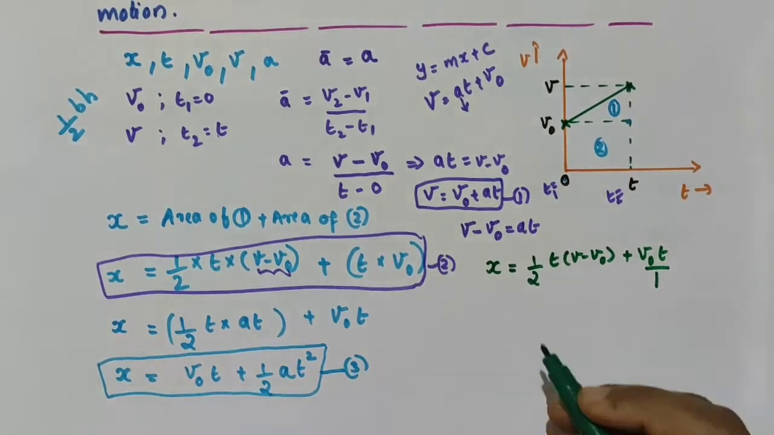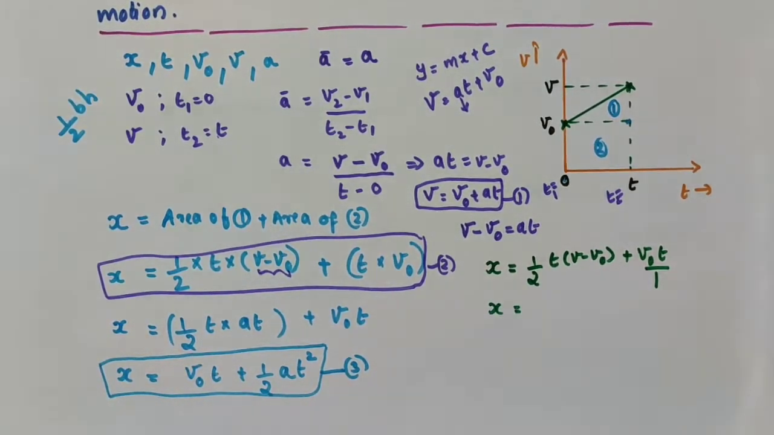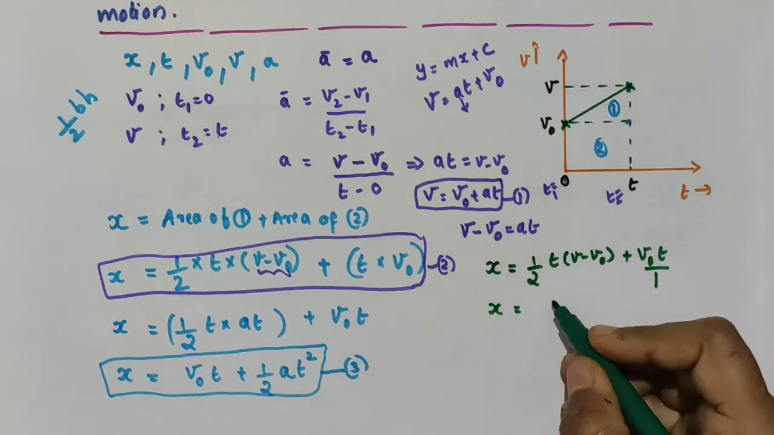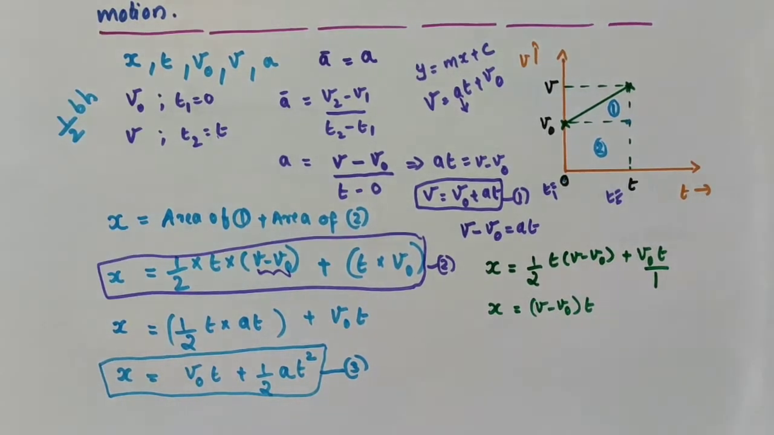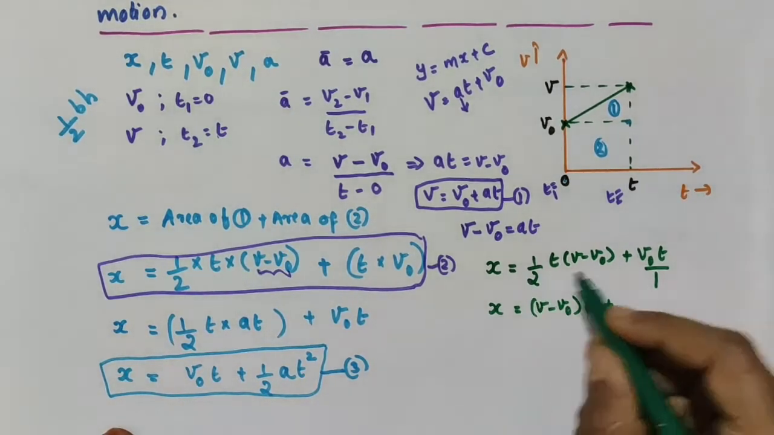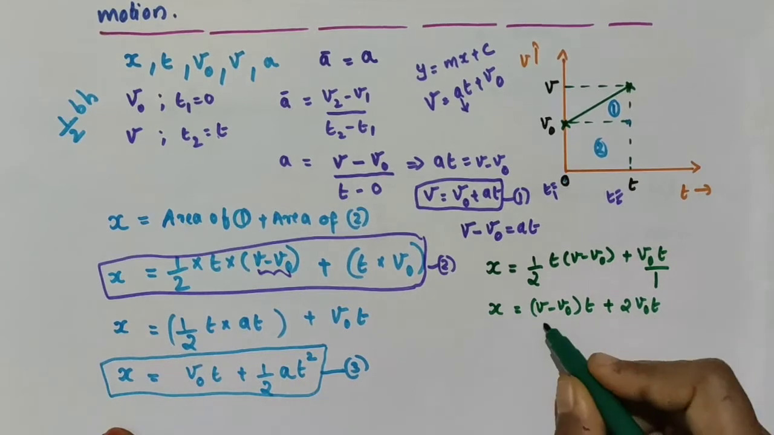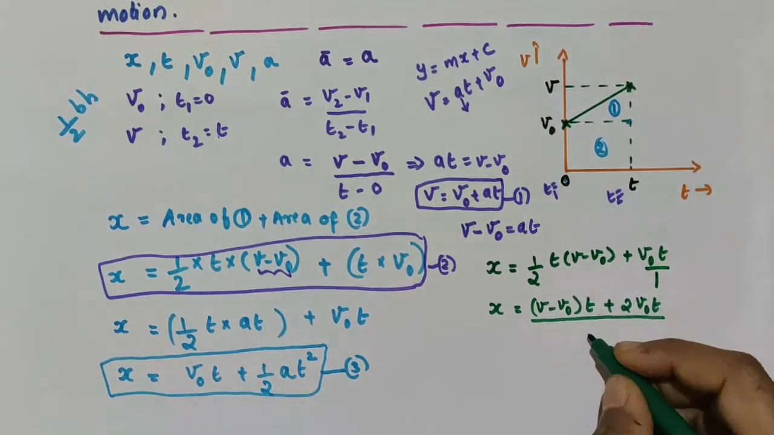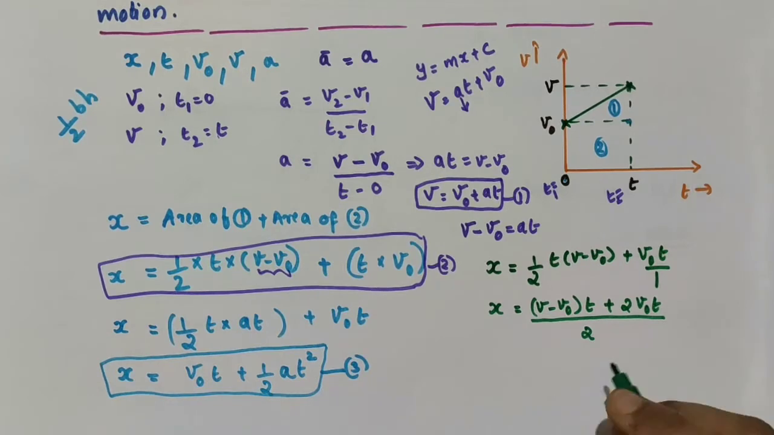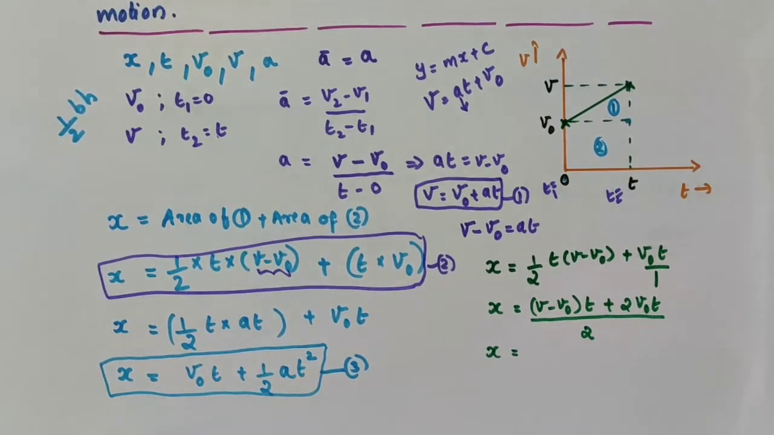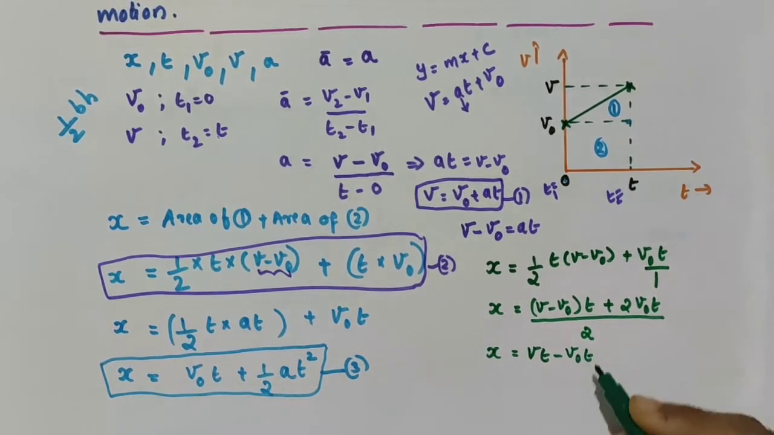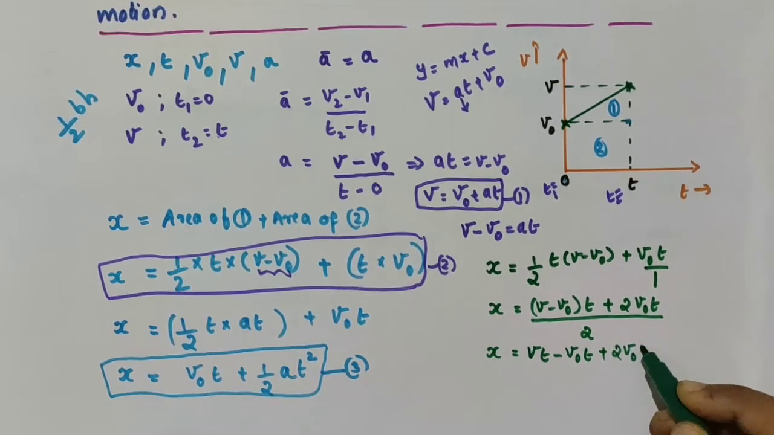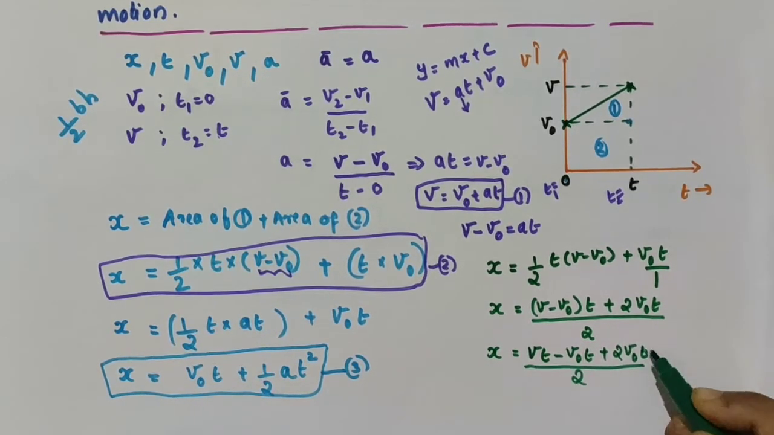So, while we are doing cross multiplication here, we can write it as X is equal to 1 into T into V minus V0, that is V minus V0 into T, then plus V0T into 2, that is 2 V0T, divided by 2 into 1, that is 2. Okay, so this can be written as X is equal to V into T minus V0 into T plus 2 V0 into T whole divided by 2.